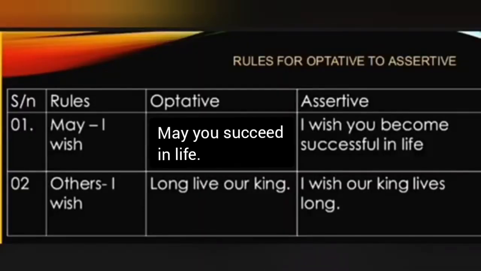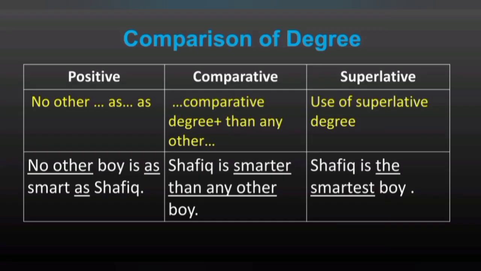Optative sentences are the wishes people make for others. For example, may you be happy, may you be successful in life. So, the "may" becomes "I wish" when we have to change it from optative to assertive. And the sentence changes this way: I wish you become successful in life. An optative sentence can also be constructed without the help of "may". For example, long live our king. That time also we have to take the help of "I wish" and the sentence will change into, I wish our king lives long. This is how we can change an optative sentence to an assertive one.